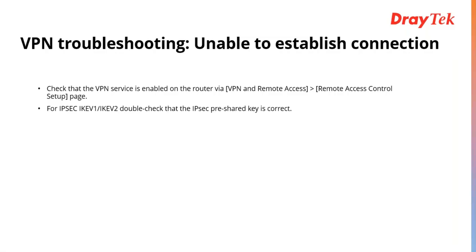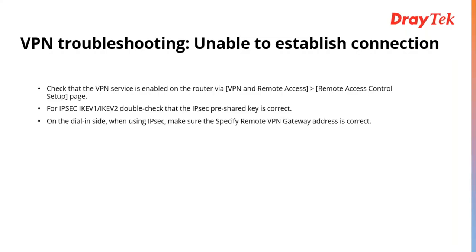If you're using IPsec, then it's good to check that the pre-shared key is entered correctly. I suggest putting this down in a text editor, copying it from there into the router so you're sure there's no typo when you're entering it on the router. On the dial-in router, check that you've entered the correct WAN IP address for the remote router.